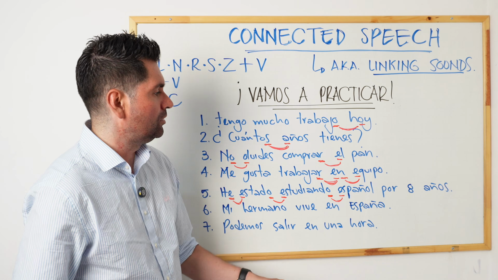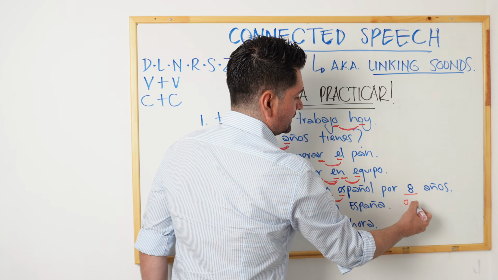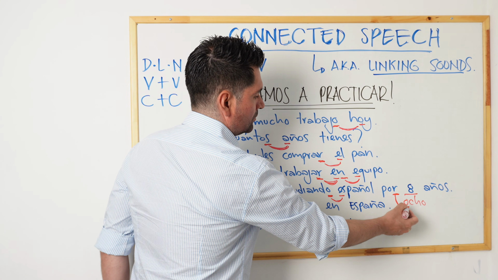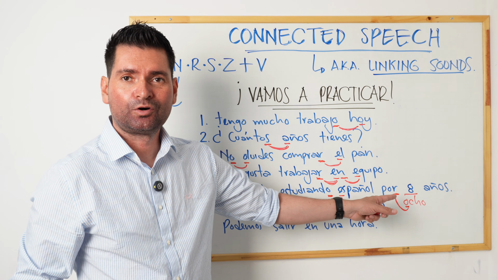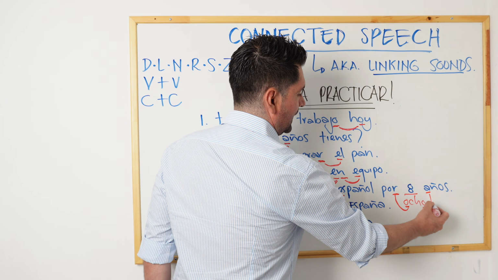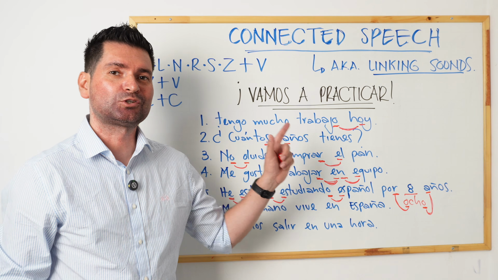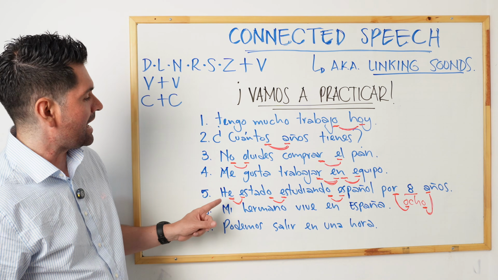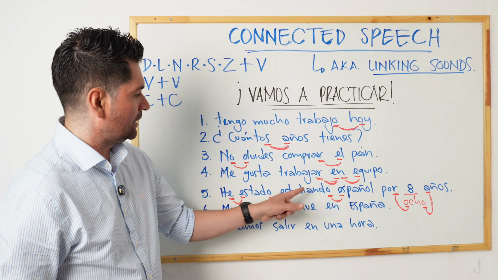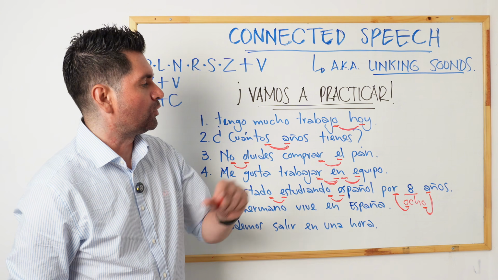He estado estudiando español por... Now here we have the number 8. ¿Cómo se dice 8? Ocho. So this R is going to connect to the O. Por ocho. And then the O is going to connect to the A. Por 8 años. This is crazy. This sentence has 1, 2, 3, 4, 5 connections. And there are 1, 2, 3, 4, 5, 6, 7 words. He estado estudiando español por 8 años.